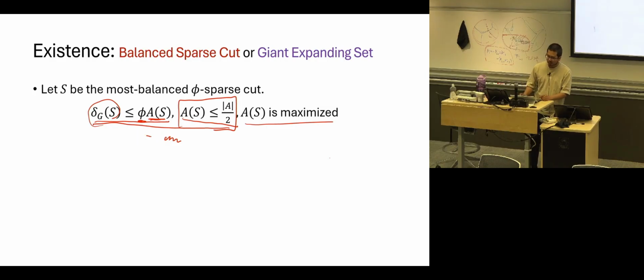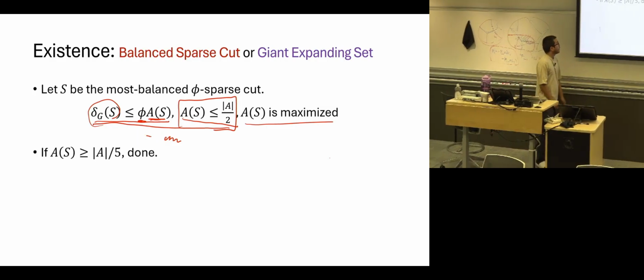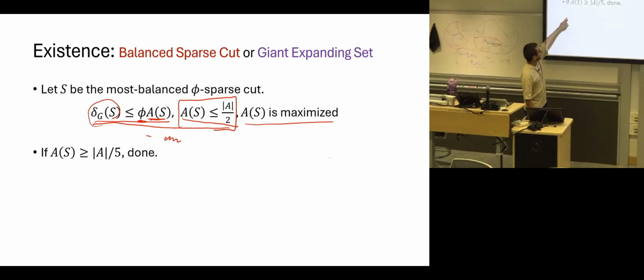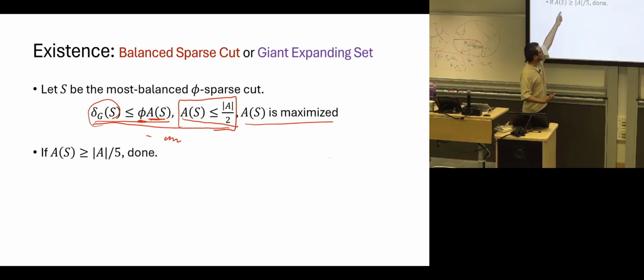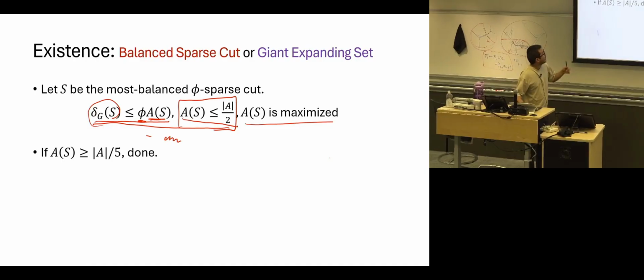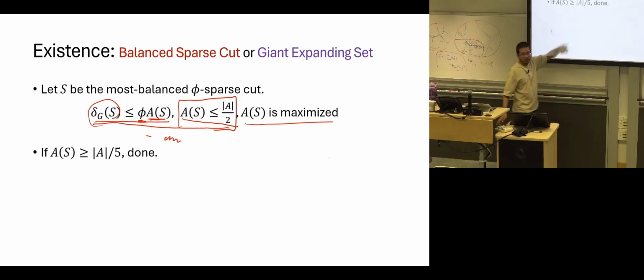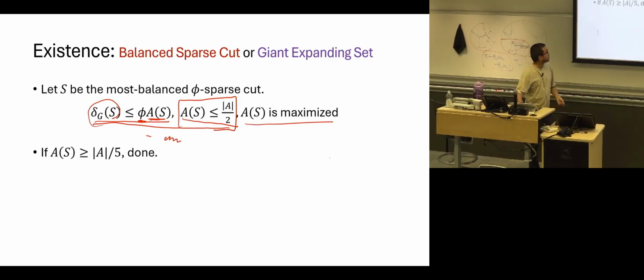So if S actually is the most balanced one, and if indeed it is quite balanced, then we are done, because it's really just a balanced sparse cut. Okay, so what we need to prove is: suppose that even the most balanced one is not balanced, suppose that this is false. Then we want to prove that something happened.